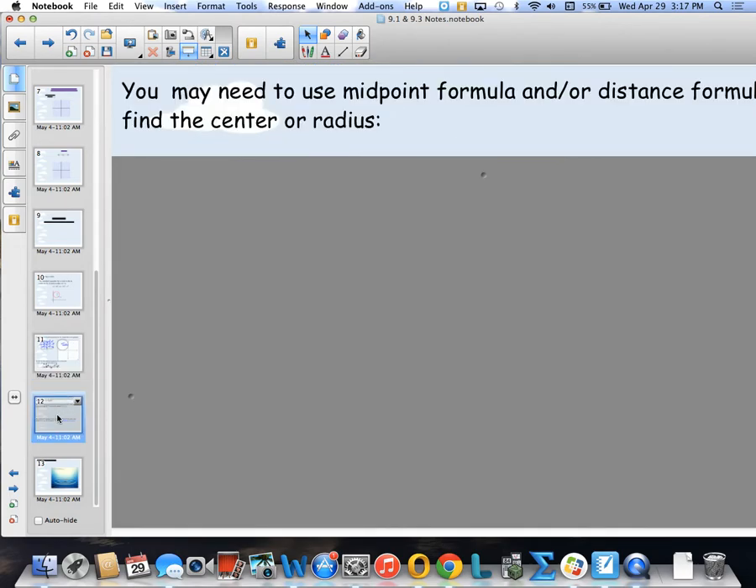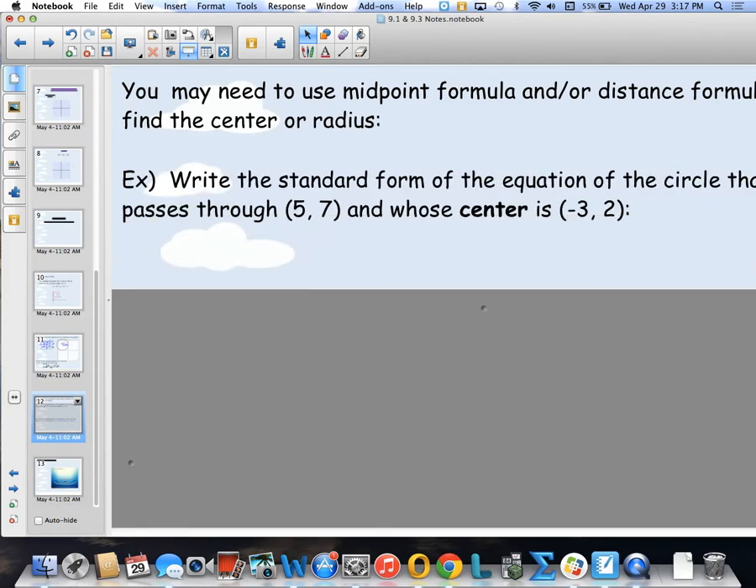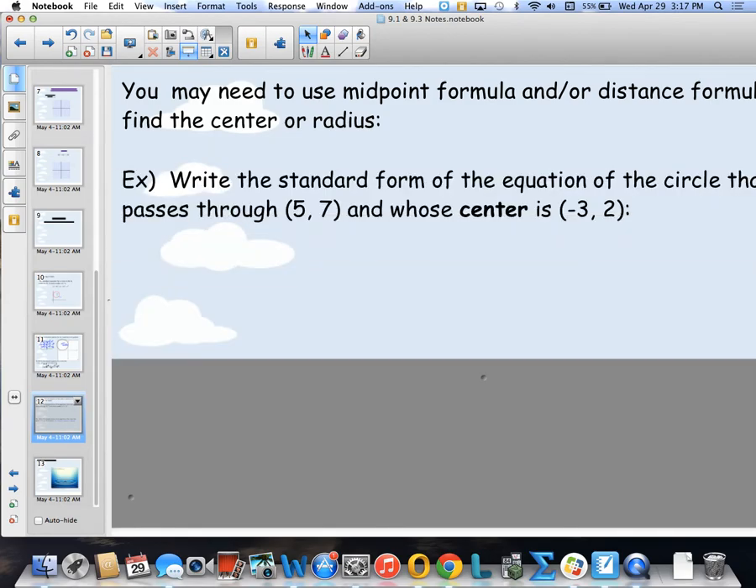All right, now on Wednesday and Thursday we remembered from geometry our midpoint and our distance formulas. Why might this be necessary? Because maybe we don't know exactly how long the radius is. So this problem right here, oh, we can't see it again.